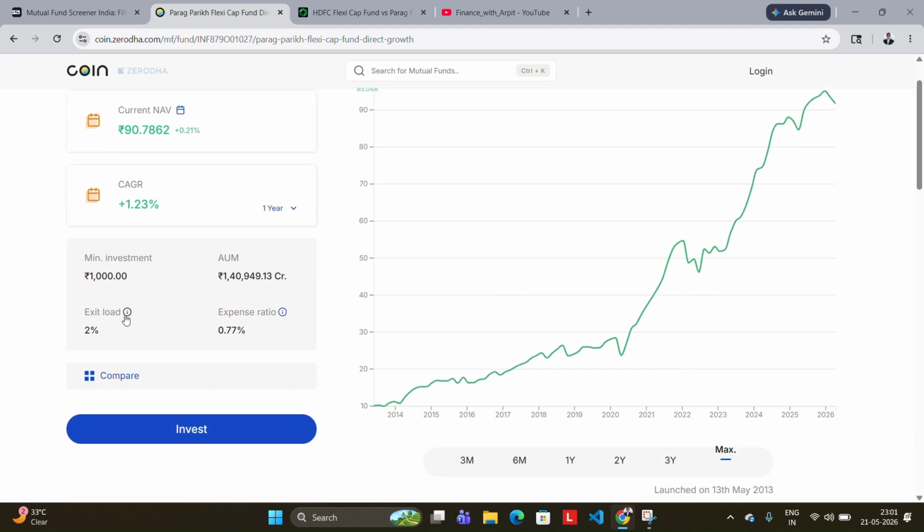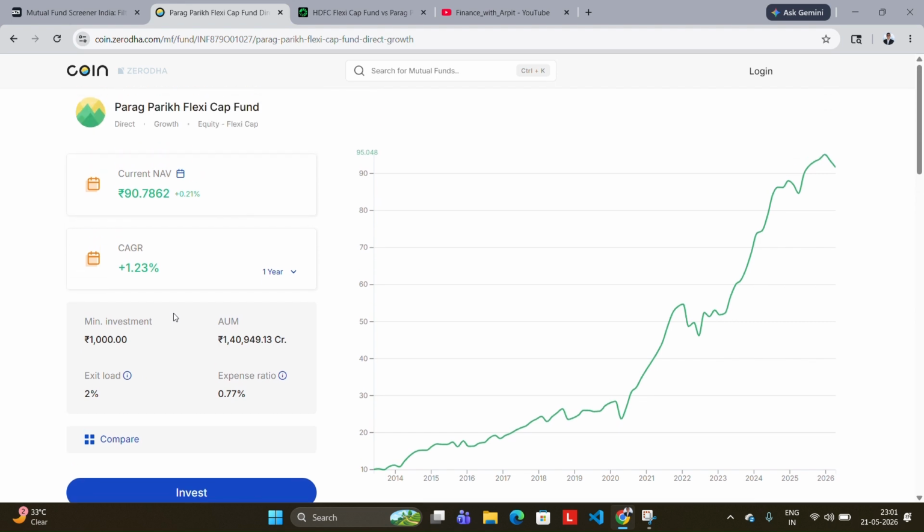See here, the exit load is 2%. For HDFC Flexi Cap, it was 1%. For example, if we are investing a total of 1 lakh rupees, 1% is very small, right? It's 1,000 rupees, and 2% is 2,000 rupees. But as you all know, after 10, 15, 20 years, if we have invested, for example, 50 lakh rupees, then the 1 or 2% will make a big change. So we should invest keeping that in mind.